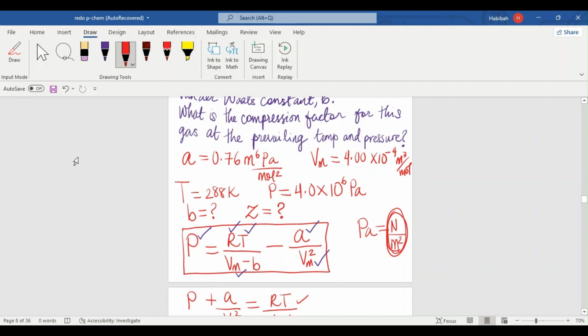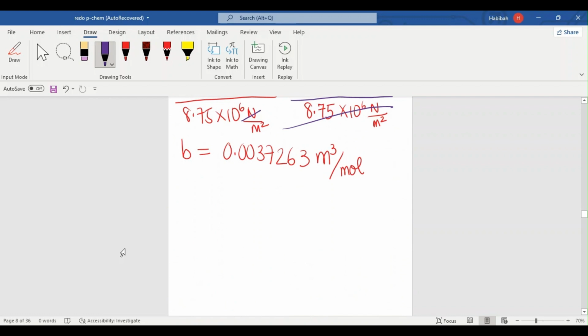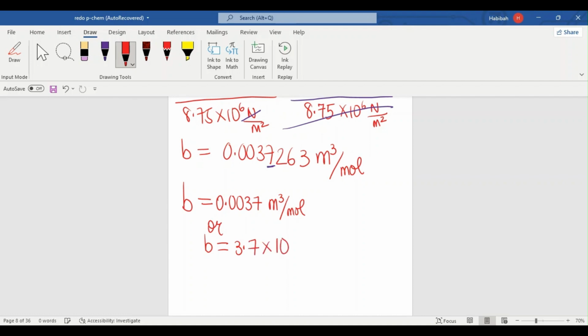In this case, our lowest number of significant figures is two, because we've got two significant figures here, three here, two significant figures there, three significant figures here, two significant figures. So we have to put our final answer in two significant figures. So it's going to stop right here. So I can rewrite this as B is equal to 0.0037 meter cube per mole, or B equals 3.7 times 10 to the power of negative 3 meter cube per mole.